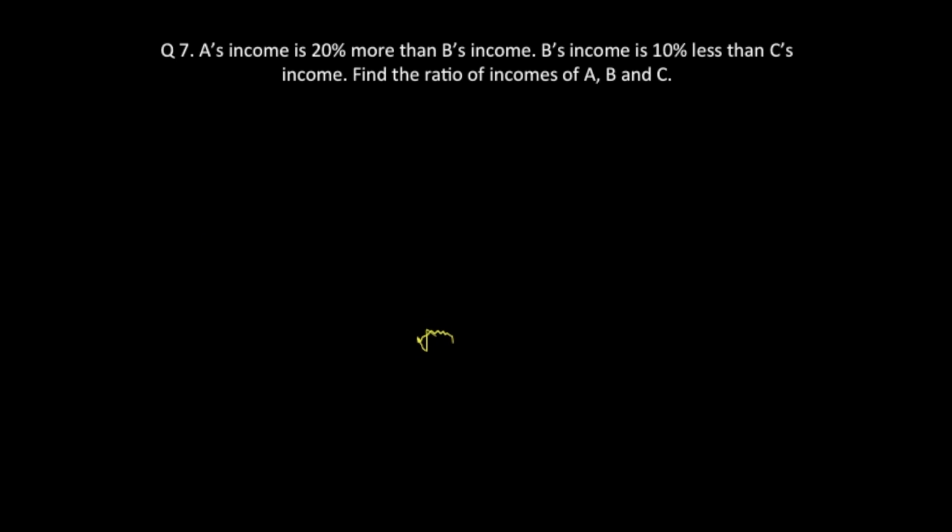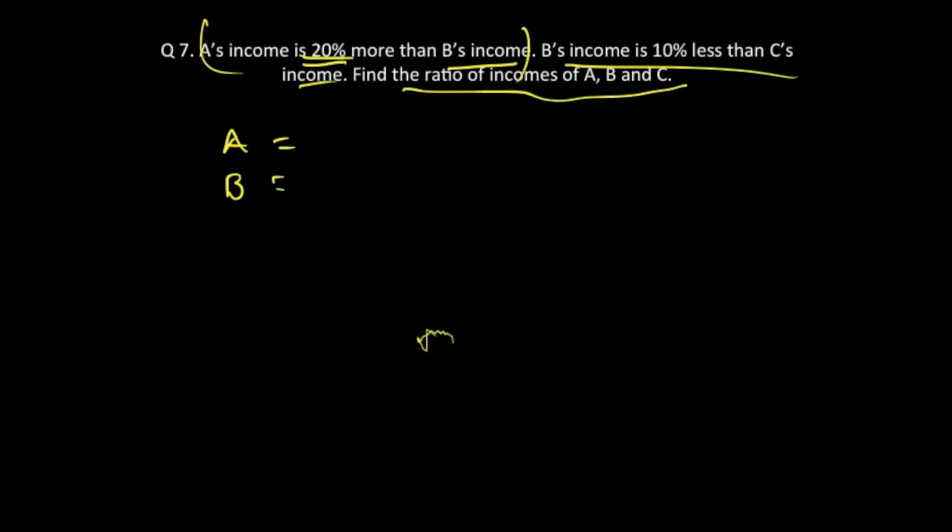Okay, so question number 7 is dealing with the percentage value. So this becomes our next type 4. A's income is 20% more than B's income. B's income is 10% less than C's income, and we are supposed to find the ratio of incomes of A, B and C. Okay, so consider the first line alone. A's income is 20% more than B's income. So if you assume B's income to be 100, A's income is 120.